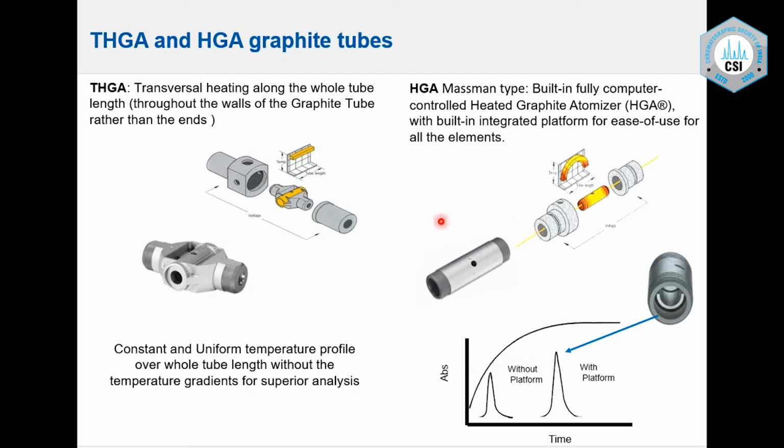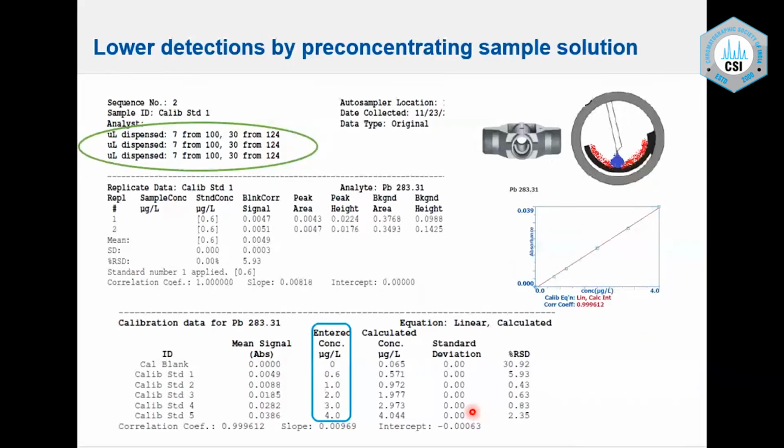Again, THGA and HGA both have this platform, so that you get a very good signal. You can see the difference without platform and with platform. But for certain elements like boron, maybe silicon, you may need to use the graphite tube without a platform to get more sensitivity and atomize the elements properly.